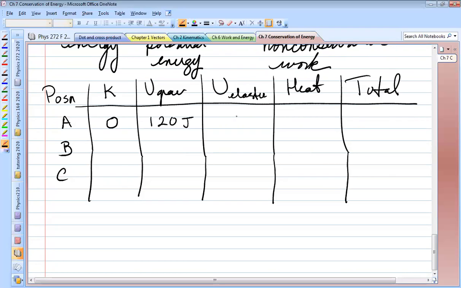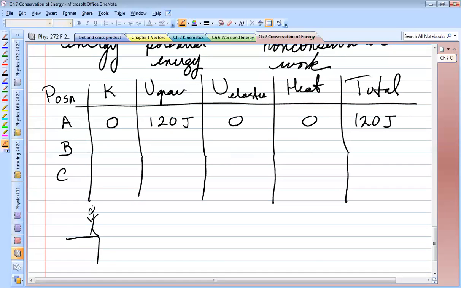We're bungee jumping, the bungee cord hasn't stretched at all, so there's no elastic, and we haven't lost any heat yet, so this is 0. When we add across this row, we see our total energy is 120 joules. Now that number is not going to change as we go up and down on this bungee.